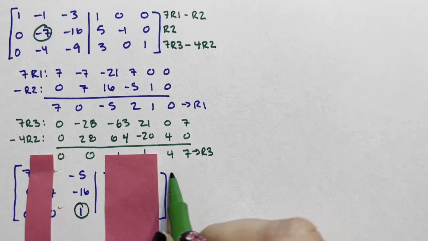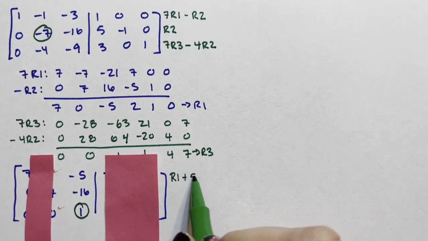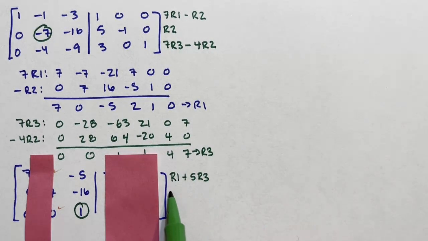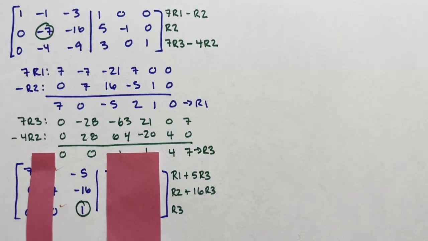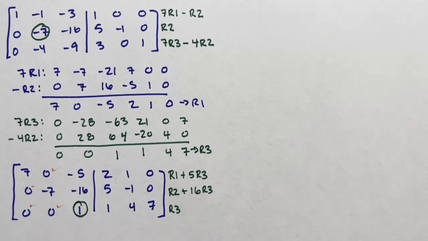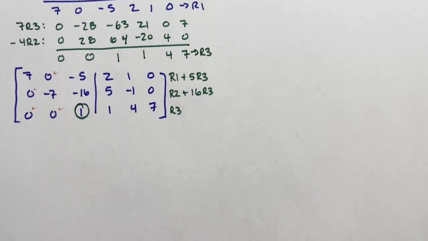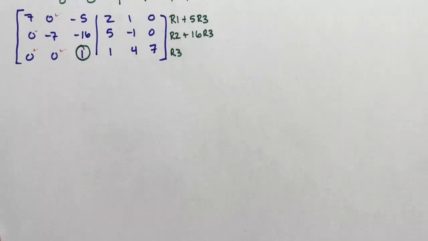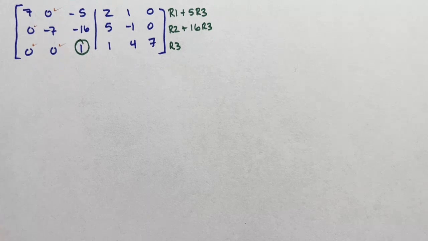So I'm going to do row 1 plus 5 row 3. I'm going to do row 2 plus 16 row 3. And row 3 is beautiful. I'm just going to leave row 3 as is. It is done. There is a 0, 0, 1 in row 3. We are so happy about that. Okay, so we are going to shift this up because that is exactly the matrix we are going to worry about and the only one we're going to worry about.